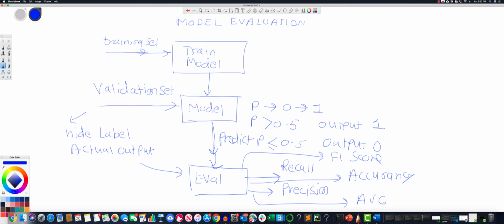One thing to note here is that we are assuming the threshold for determining the output is 0.5, but it could change from time to time, and we will see the impact of that on the area under the curve. Okay, so let's take a specific example which will help us drive home the points.